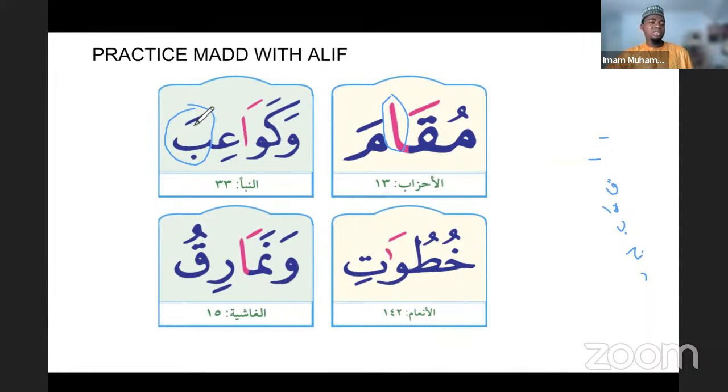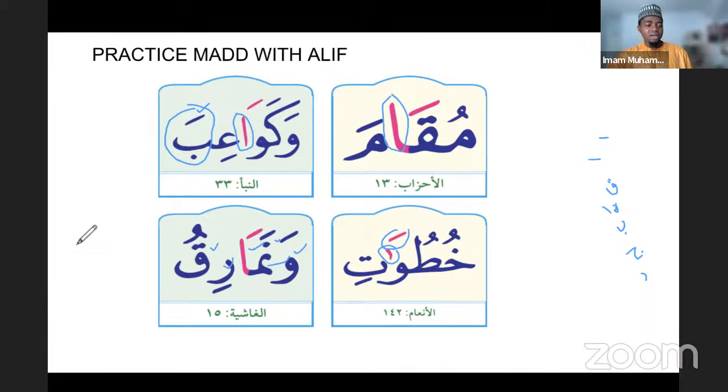Wakawa'ib. So the ba is getting the qalqala sound. So we're making the wa longer, right? That's the point of the talk today. So here, khutuwat. You're making the wa longer. And here you're having 1, 2, 3, 4, 5, 6. So you have 6 letters in this word here.